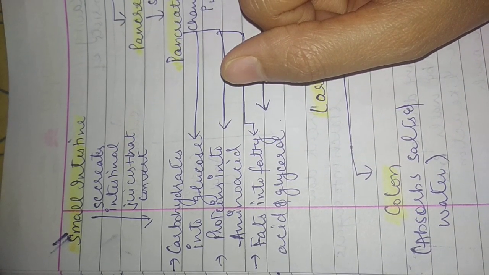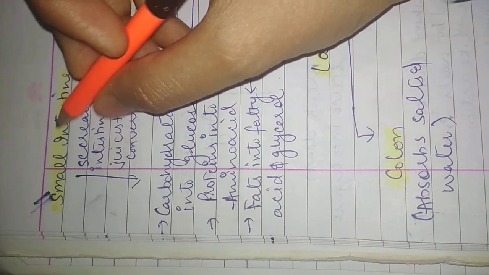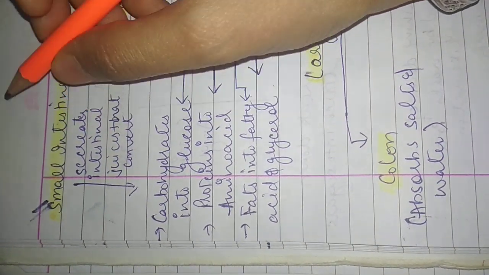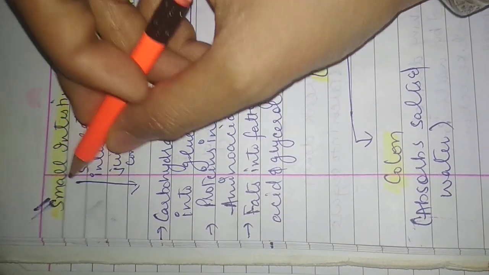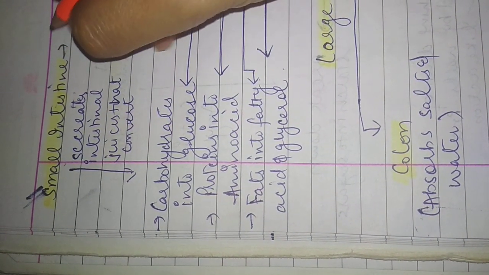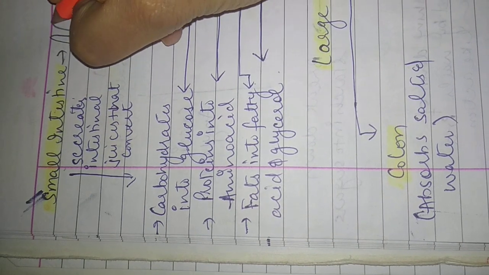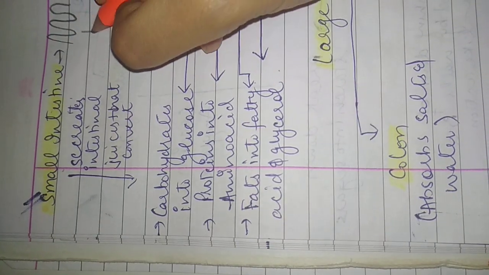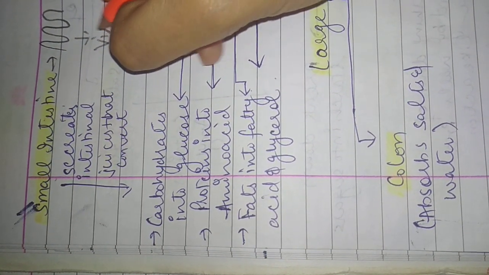In my previous video we discussed the stomach in the human digestive system. Next, after the stomach, food goes into the small intestine. In the small intestine, small finger-like projections are present, called villi.